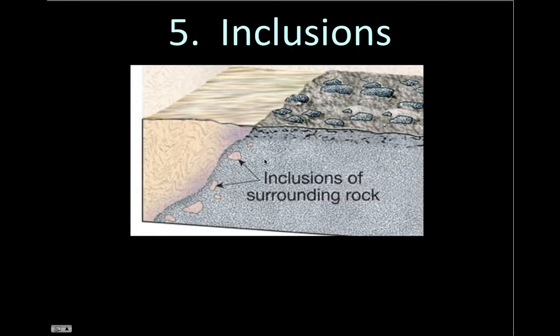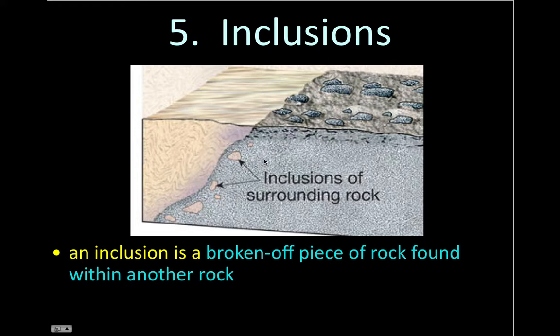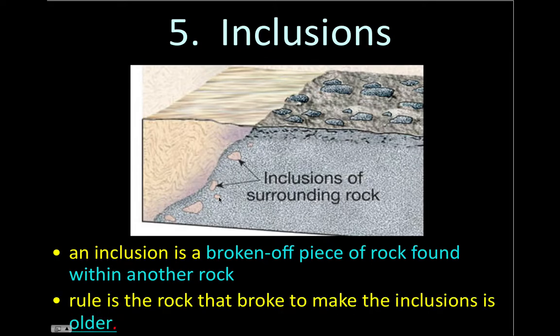The final law that we'll review is number 5, the law of inclusions. An inclusion is a broken off piece of one rock found within another rock. So in this picture you see this tan rock on the left, this kind of gray rock on the right, and there are little pieces of the tan rock within the gray rock. So we would call those inclusions.